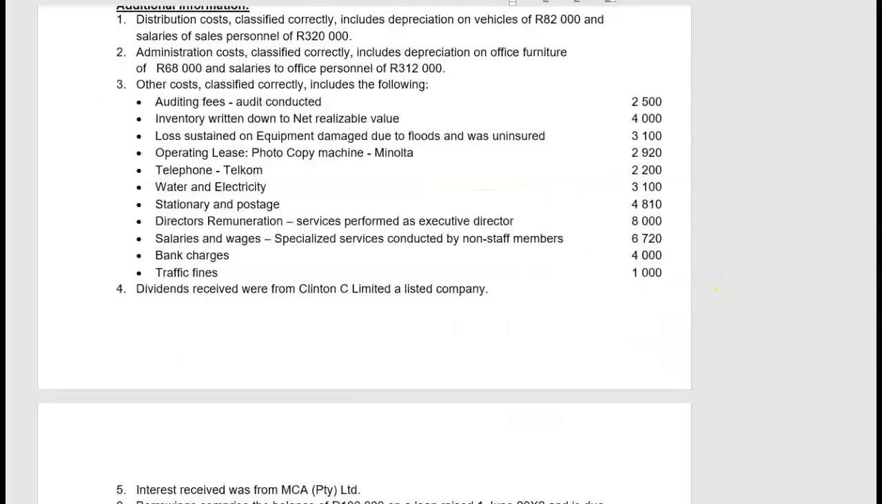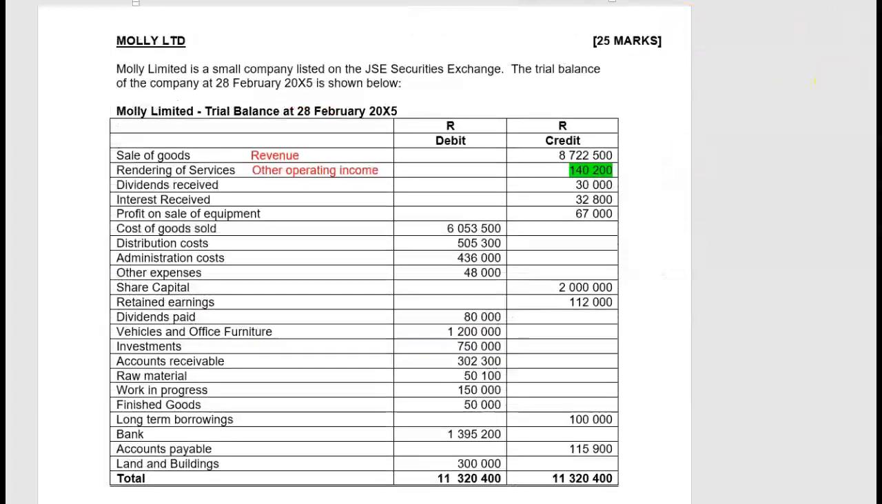Now dividends received usually will be investment income. Here in number 4, they tell us that dividends received was from Clinton C Limited, a listed company. So very clearly investment income. Now IAS 1 states that we have to show investment income separately. So this is investment income from listed shares.